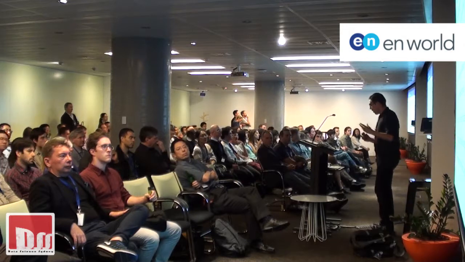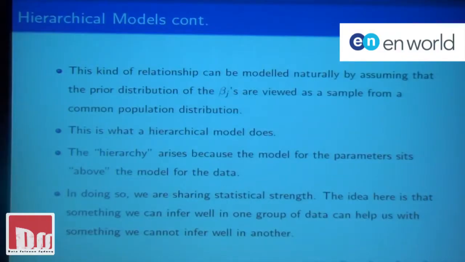So the hierarchy arises in this kind of model because the model for the parameters sits above the model of the data. And I'll show a diagram in the next slide which will make that clear. But the key thing to keep in mind is that by using a hierarchical model, you're essentially sharing statistical strength across the different areas. And that's the key part.